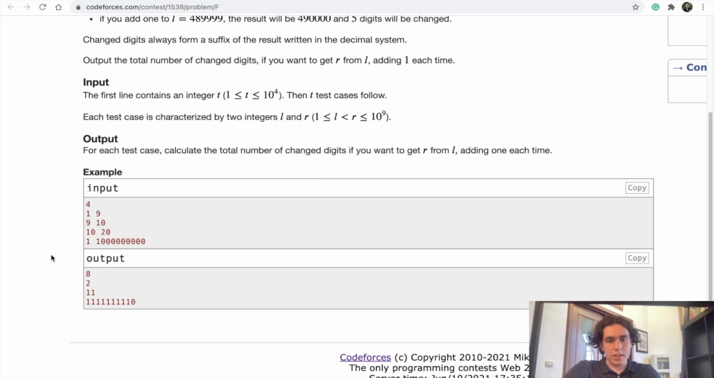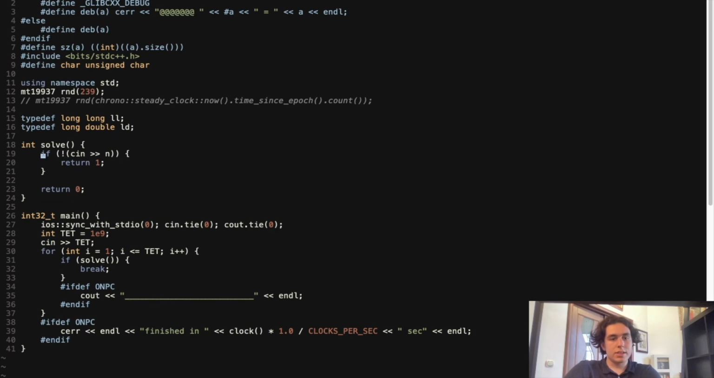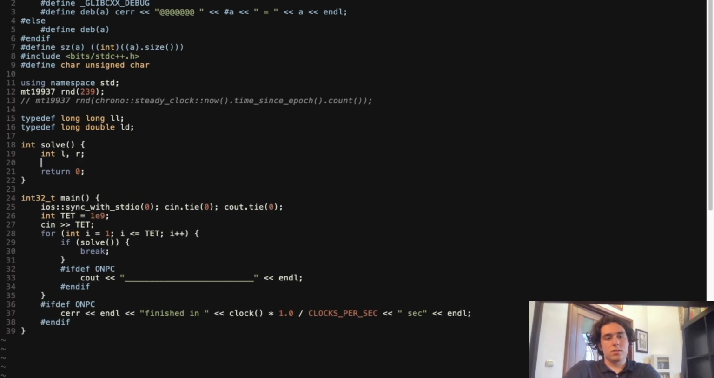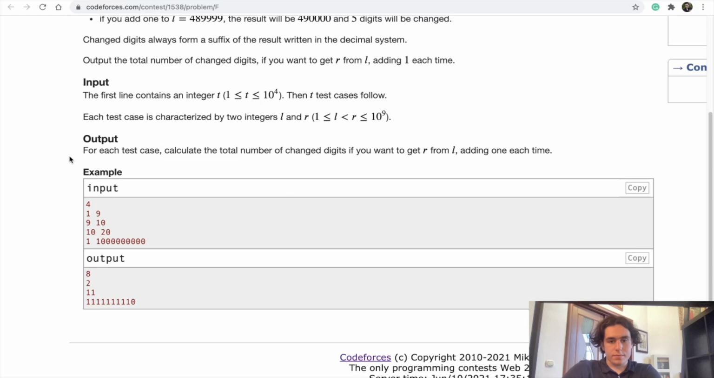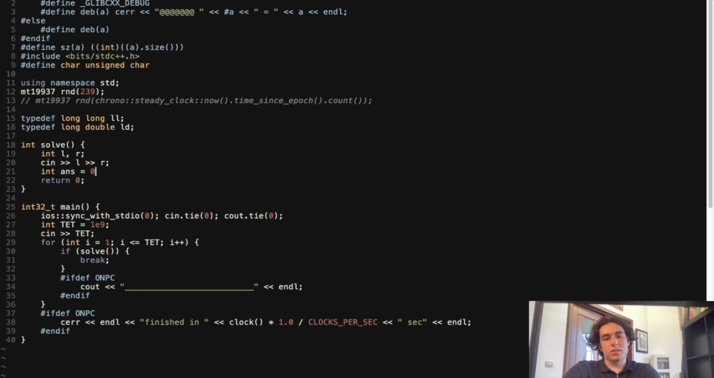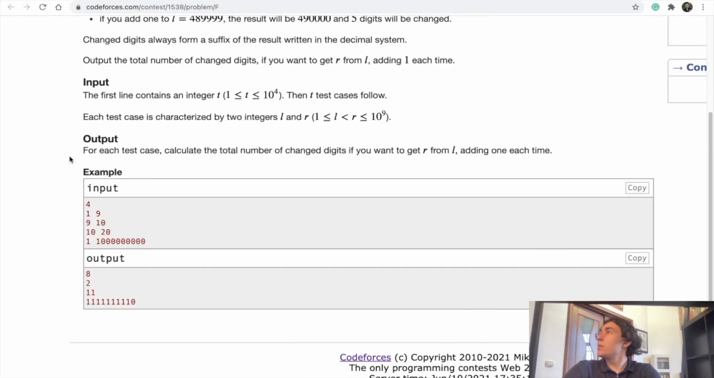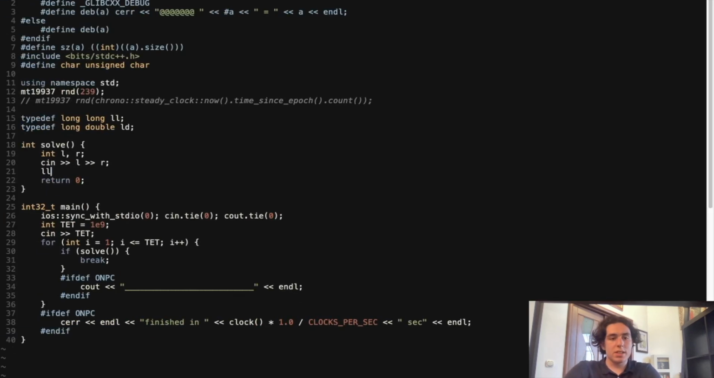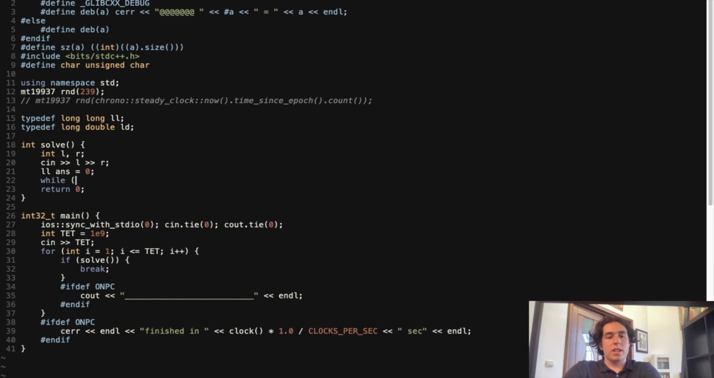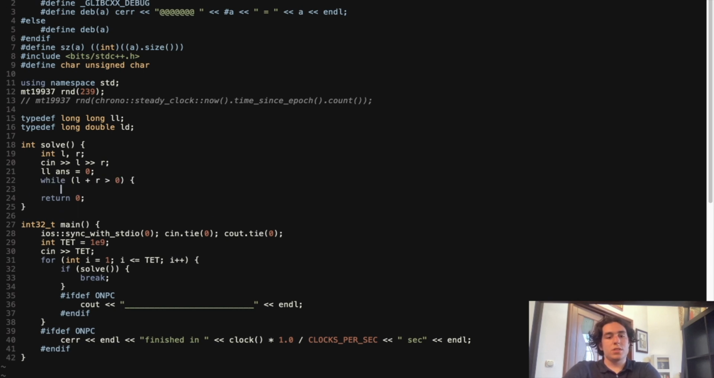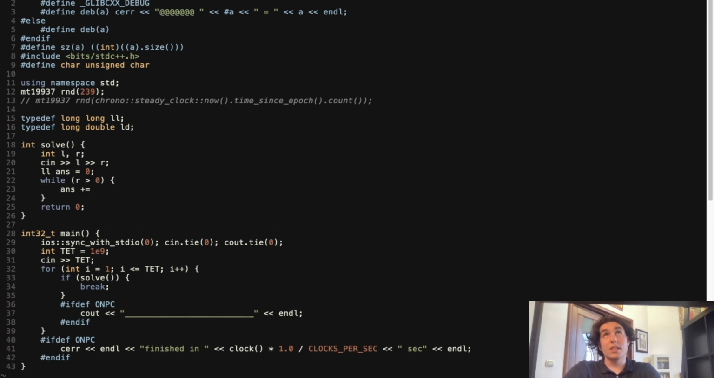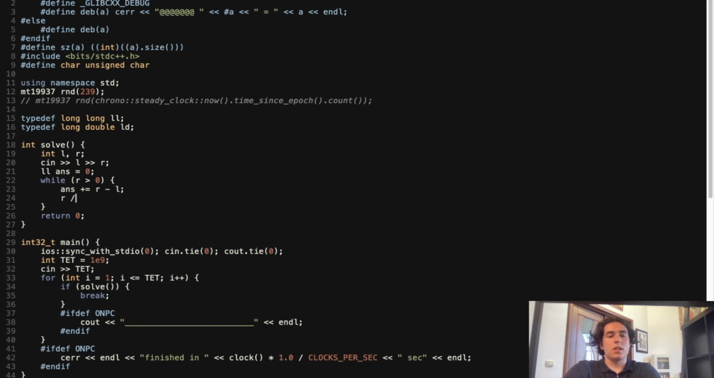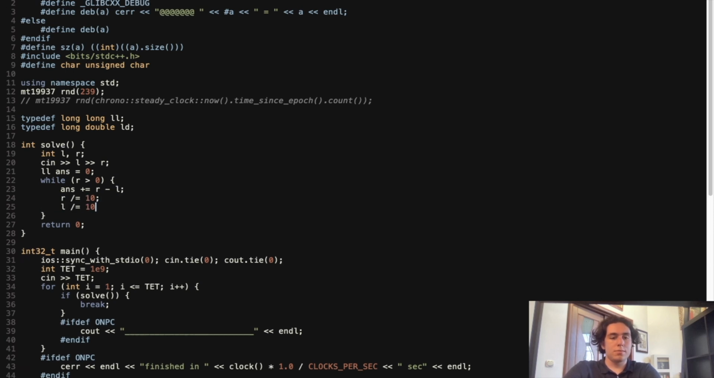So we take N, take L and R. Answer. But wait, no, it's not that easy. Maybe it is. While L plus R is more than 0, while R is more than 0, ans plus equal R minus L, R divided by 10, L divided by 10.